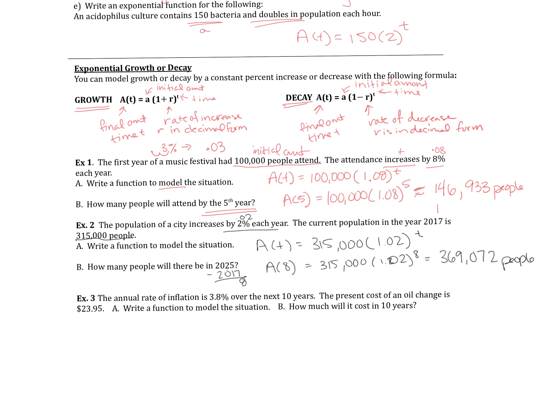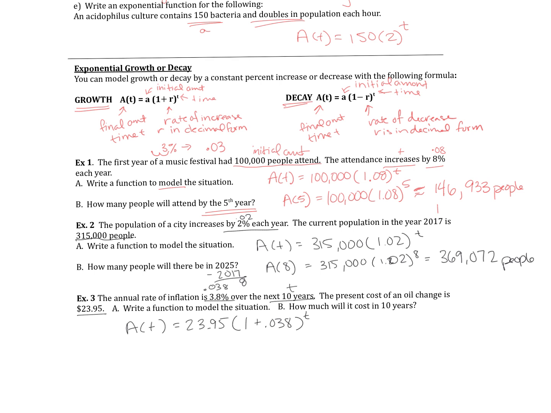Okay, so the next question, the annual rate of inflation, or increase in this case, as a decimal would be 0.038 over the next 10 years, which would be my time. The present cost of an oil change. So there is obviously probably a 1 missing from the front of this, or that should be like $83.95. It's not a very accurate number. It says write a function to model the situation. So again, the amount you're going to pay at some time will be the initial amount of $23.95 times then the increase, 1 plus then 0.038 and then my time.